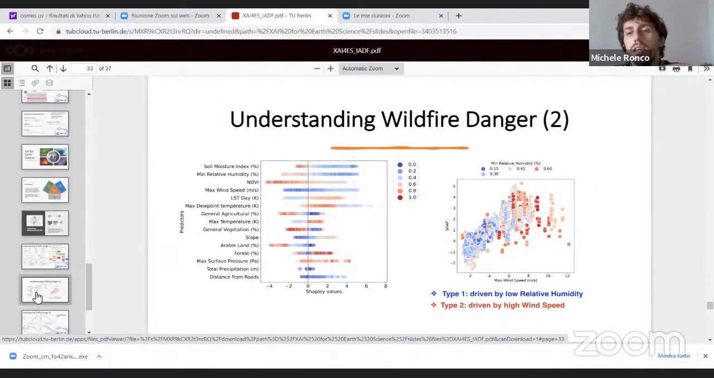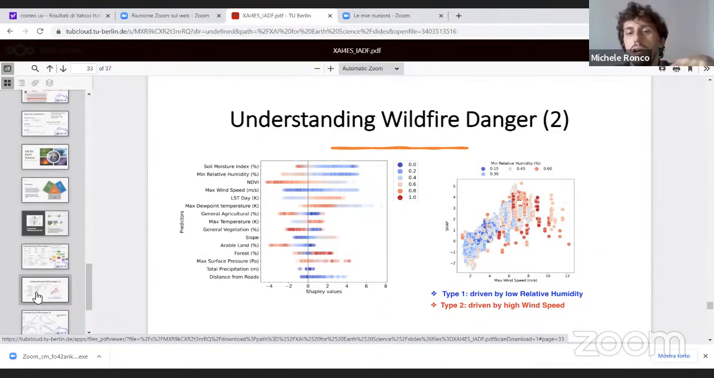On the right, we see a sort of interaction between two different features. The information is the same, so again, the Shapley values, in this case of wind speed on the x-axis, and the colors are given by another variable, which is relative humidity. And here also, we can observe an interesting feature, which is that we have more or less two types of fires in our data set.